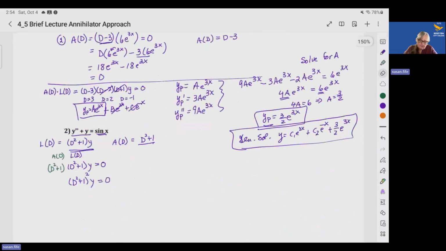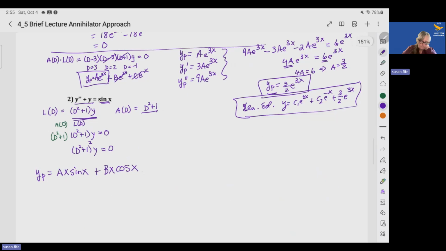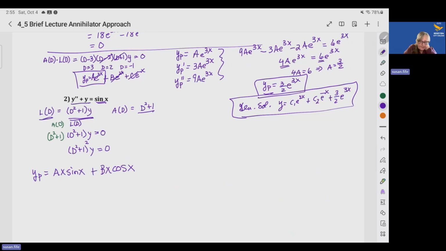And that's the same thing that's going to happen here. With this additional power, we're going to have the sine and the cosine, but it's going to be multiplied by x. So our particular solution is going to look like ax sine x plus bx cosine x. That d squared plus 1 is going to give you a sine x and a cosine x. And then with it being squared, it gives you an x sine x and an x cosine x. That's how this annihilator function works. You kind of have to know what the form of the annihilator function looks like based upon the type of function you have here.